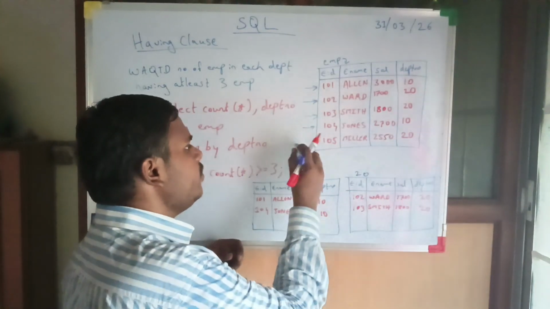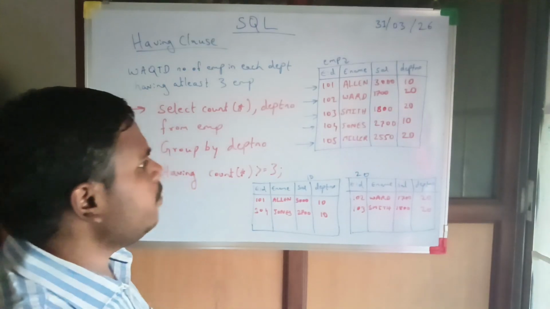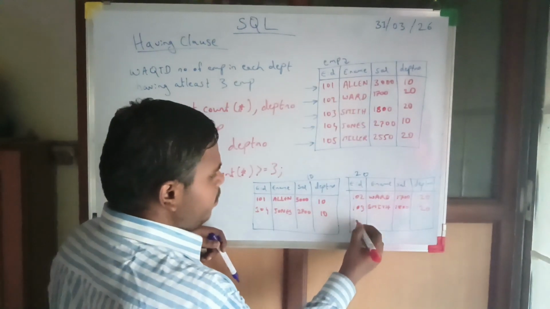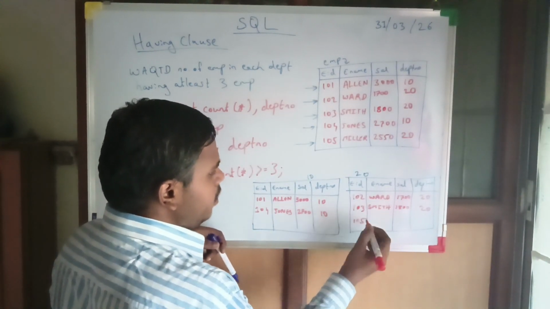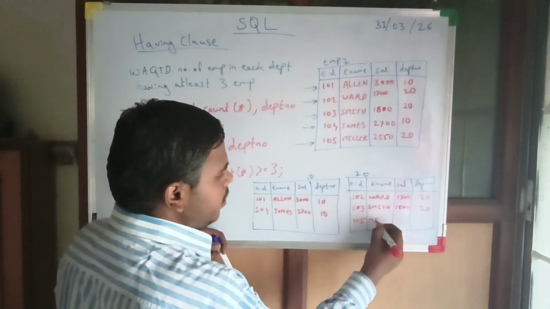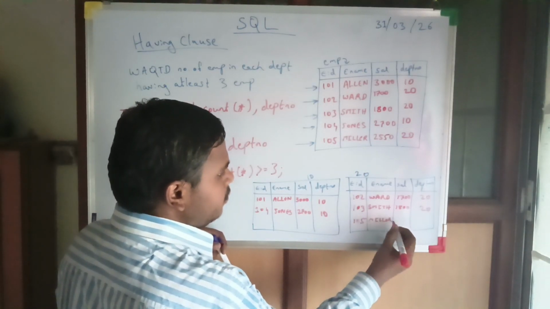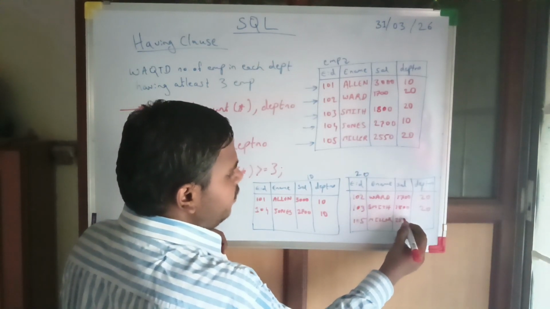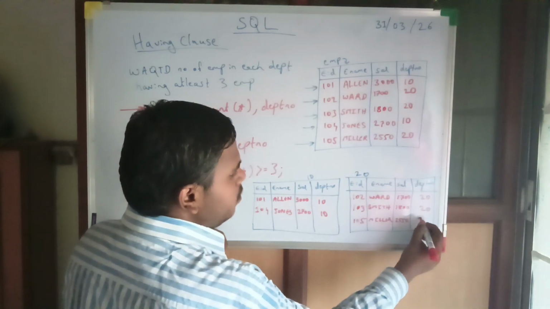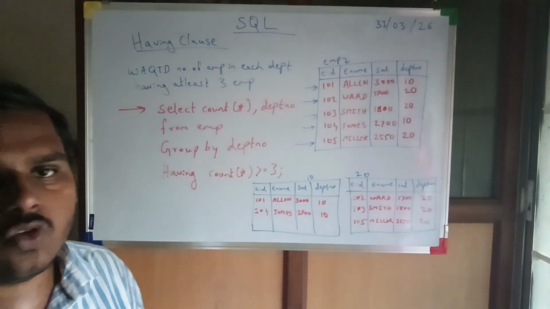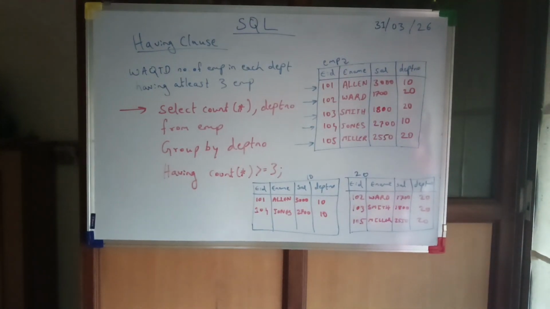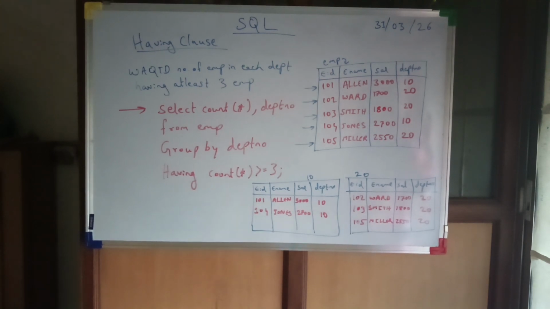Now when we go to the fifth record, in the fifth record department 20, so in the group of 20 it will get inserted: Miller, 2550, 20. So two groups got created. Is the name visible? 2550, 20, Miller, Smith.